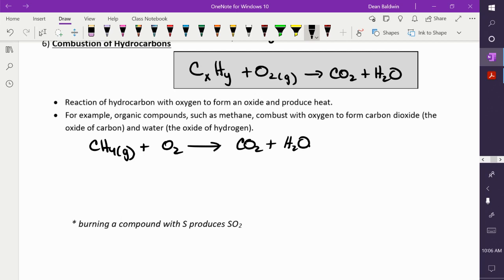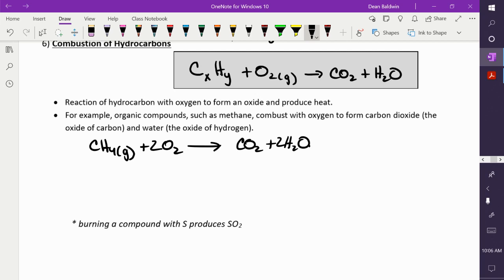If you're going to balance this, I have 8 hydrogens. That means I have 4 hydrogens, sorry. So I need a 2 there. That gives me 4 hydrogens on that side. So I need a 2 there, and then it's balanced. Those are the ratios that change all the time.